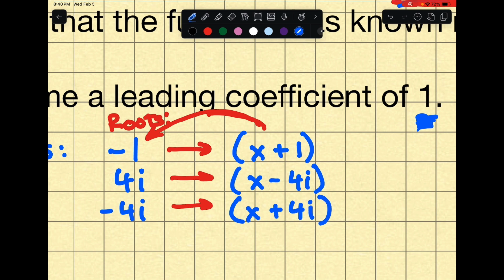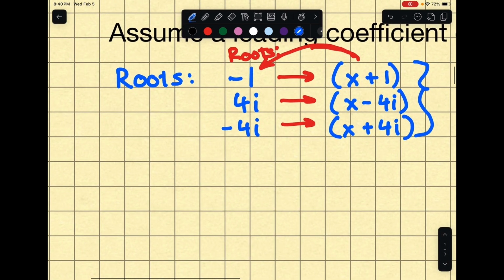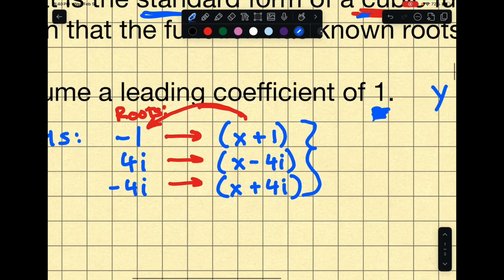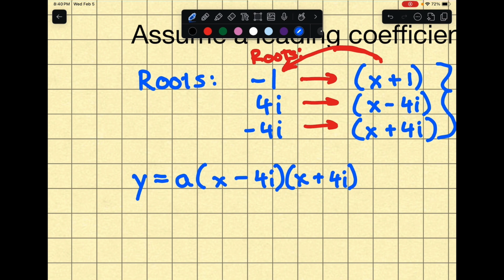So these must be our 3 factors of our cubic polynomial. Okay, we need to put this in standard form. So it's good that we know the factors, right? We have a leading coefficient of 1. So that tells us this polynomial is y equals some leading coefficient a times our factors, x minus 4i. I'm going to do these two first, and you'll see why. x plus 4i, and then x plus 1. So those are our factors.